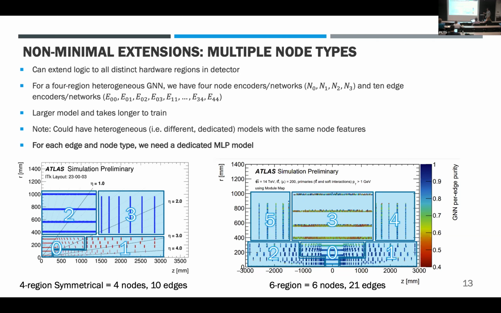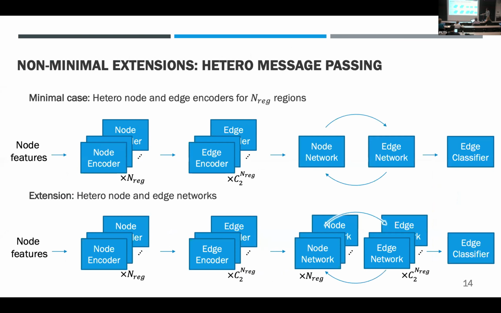And I'll just mention that you could, of course, have heterogeneous models with the same node features. And indeed we do. We have pixel node features in the barrel and the end cap. They're both three-dimensional pieces of information, but still there's maybe some motivation to treating them differently. And I'll just emphasize that, based on the number of nodes you have, the number of edges you have, you need a different MLP for each type. So that's the basic idea.